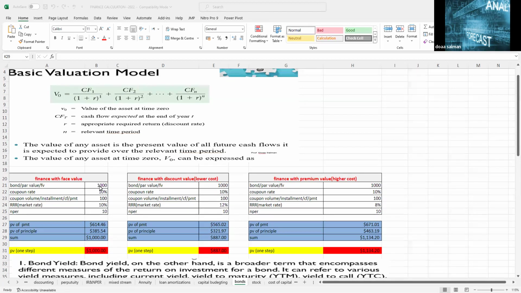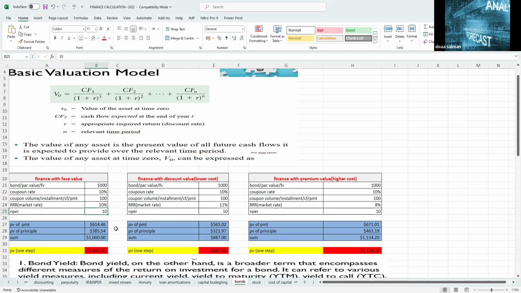We will assume that the face value of the bond is 1,000. The given coupon rate based on the agreement is 10%. So if we multiply 10% times the 1,000, which is the bond value, this will give me 100. The market rate, or the required rate of return in the market, is 10%, and the number of years is 10.